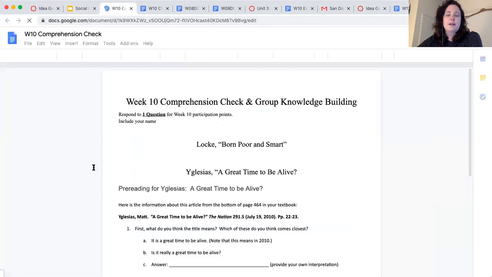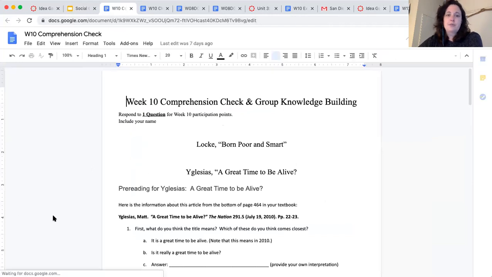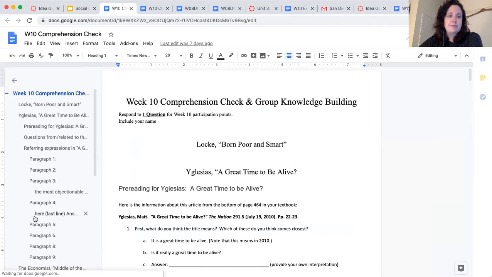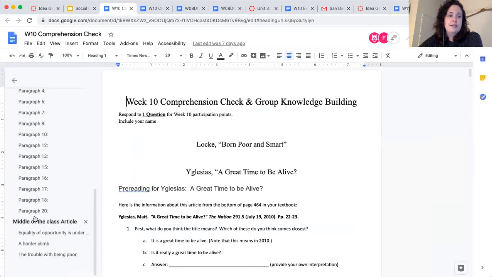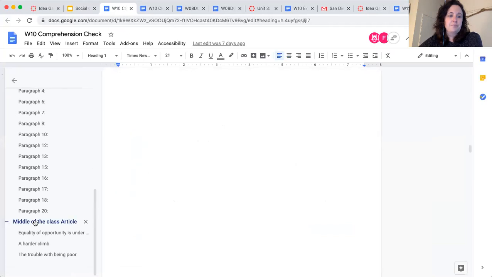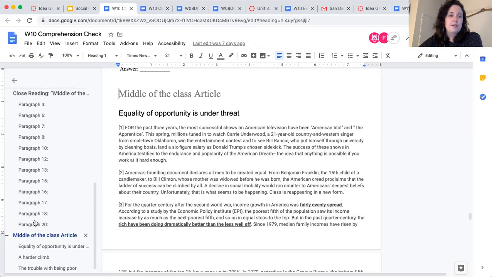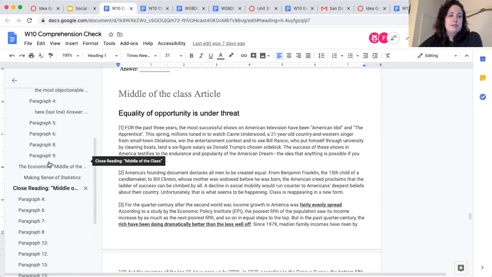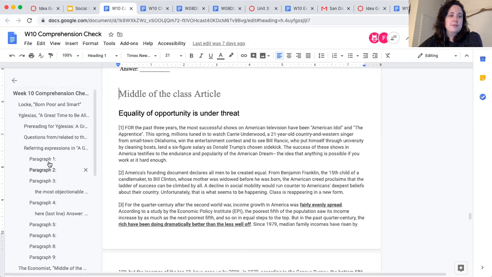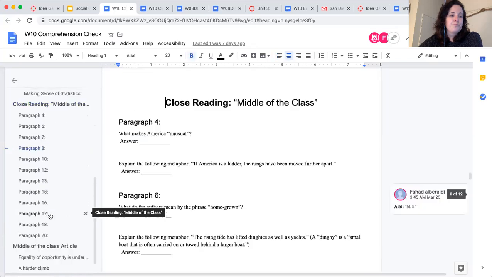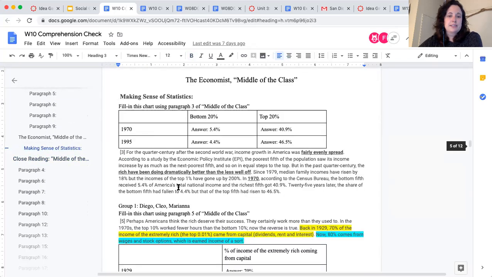And this was the comprehension check. These were the questions that I gave out in week 10, where everyone had to answer a question. And we've got the statistics here, broken down in an easier way to understand. So let's see, that's the close reading. Where's the statistic? Oh, here we go, making sense of statistics.